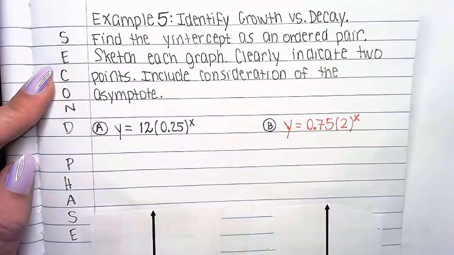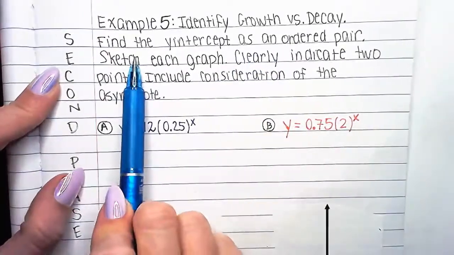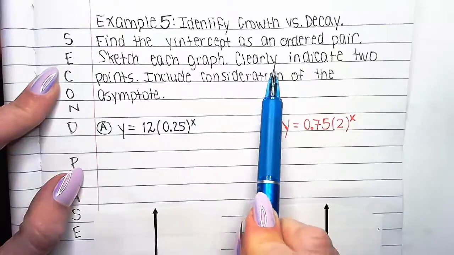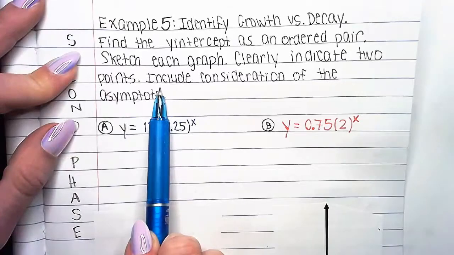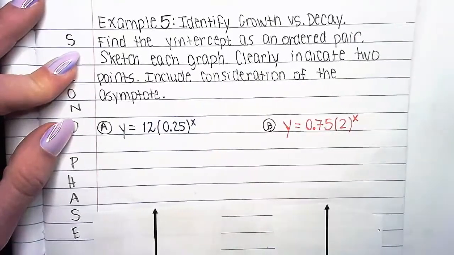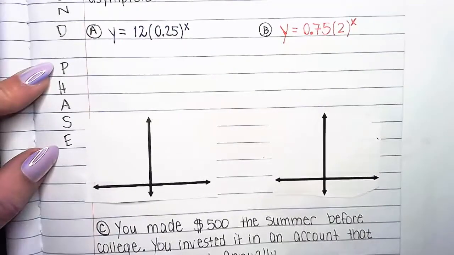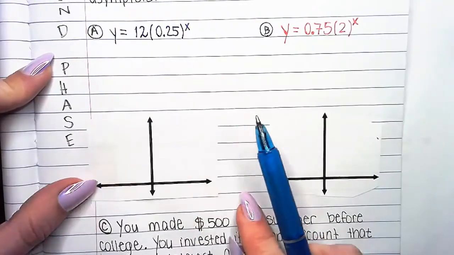For this example, we need to identify growth versus decay. We're going to find the y-intercept as an ordered pair. We're going to sketch each graph. We're going to clearly indicate 2 points. And we're going to include consideration of the asymptote. So, first example: 12 times 0.25 to the x.